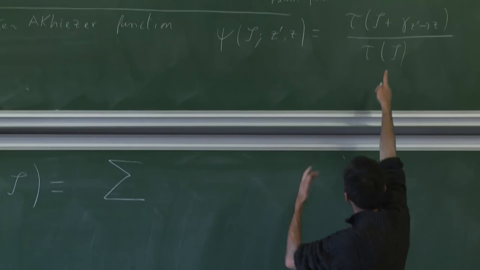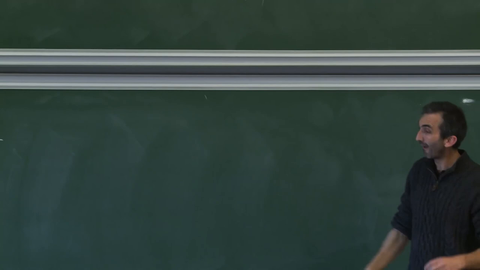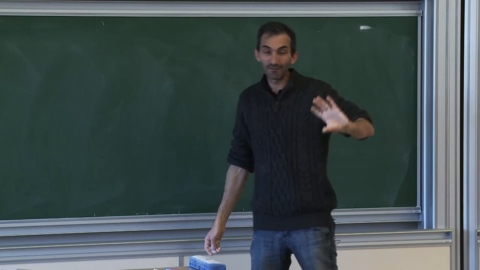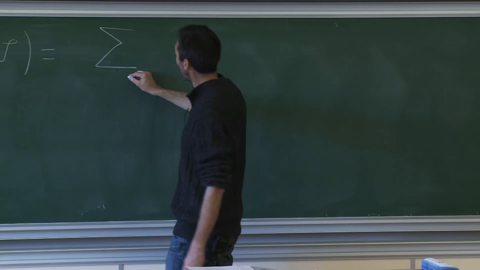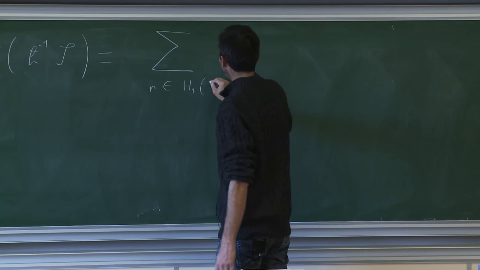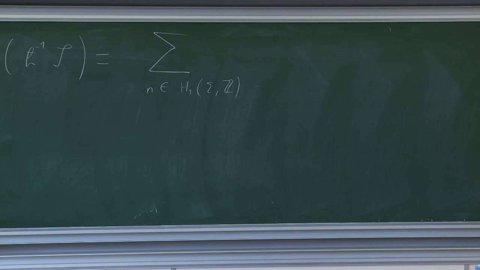If you take z, then this is not a function of z prime and z. And also, tau has bad modular properties. If you change your Lagrangian, it's multiplied by a phase, which is not so well controlled. And the idea is that we shall have a definition. Basically, we are going to sum over H1. So this is not the final thing. This is going to be wrong, what I'm going to write.